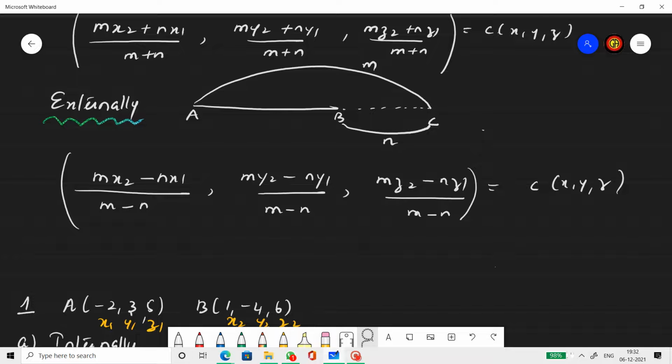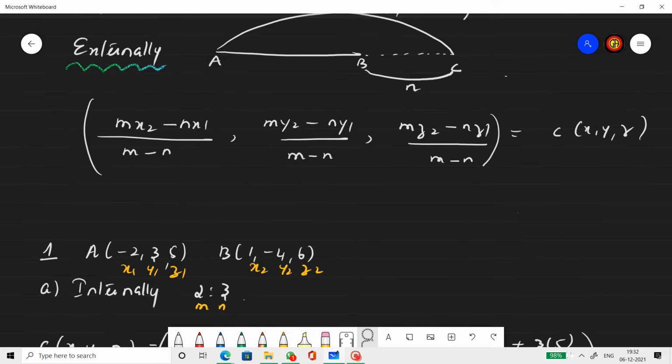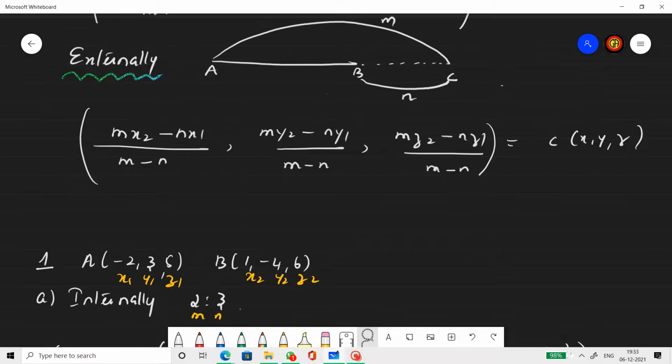Now, questions where we have to find the ratio. There are cases where the ratio is given, and we have to just find the coordinate that divides the given line in a given ratio. But when the ratio needs to be found, they have given the coordinate that divides the line segment. So C is given information. If they ask us to find the ratio, then always prefer the internal formula. Never choose the external formula. Always choose the internal formula and check your answer.